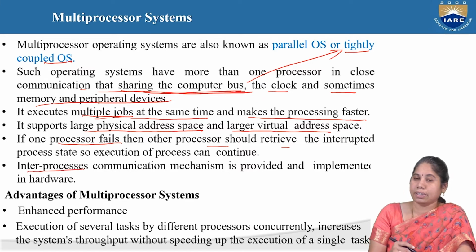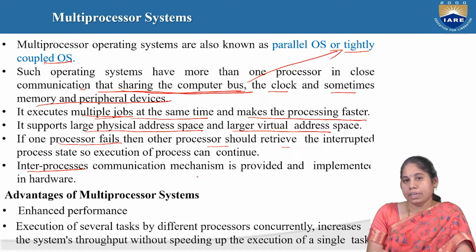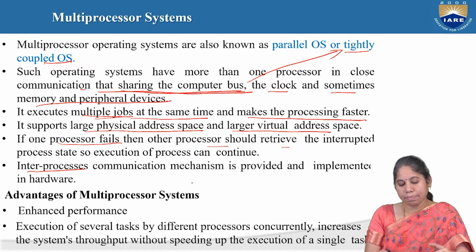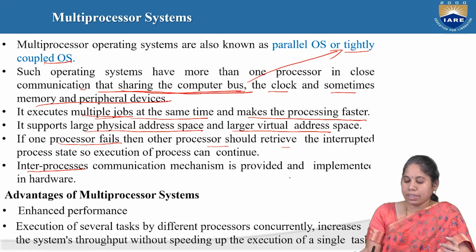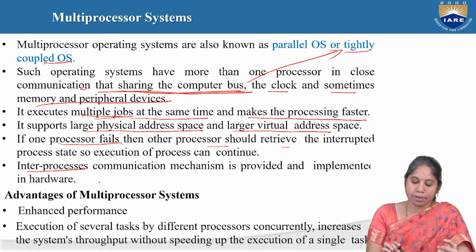In that process, we require an inter-process communication mechanism. Inter-process communication means one process can communicate with another process. It is provided and implemented in the hardware system.